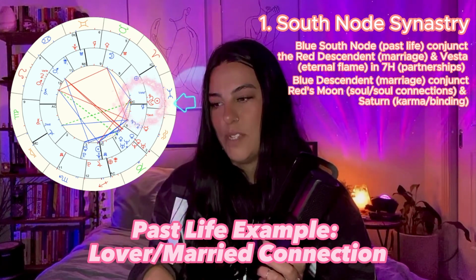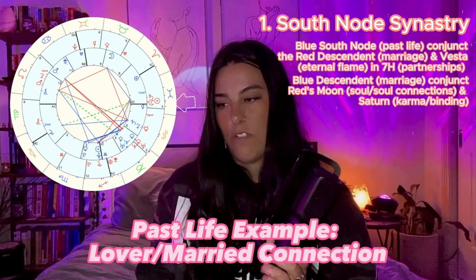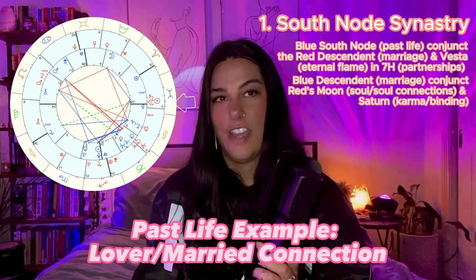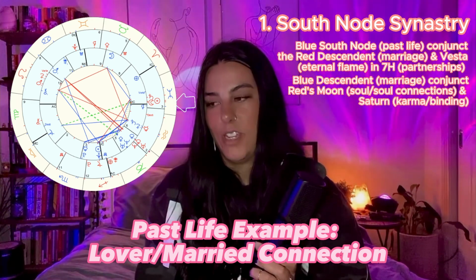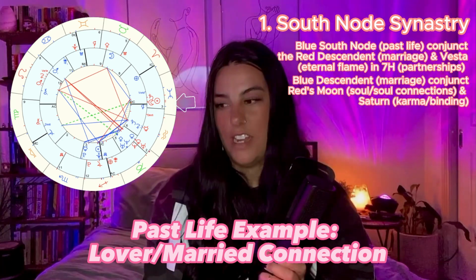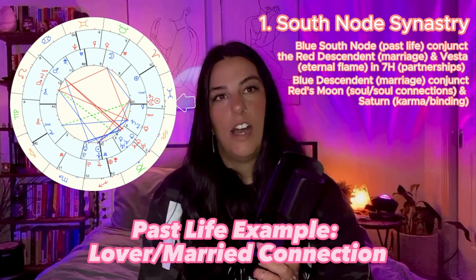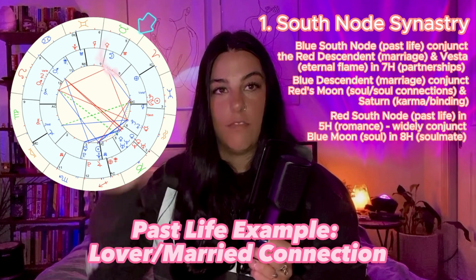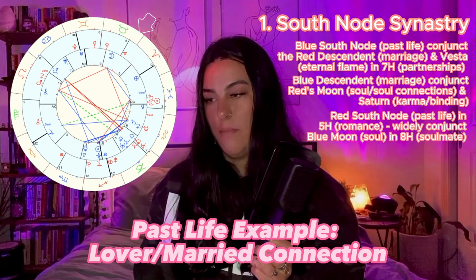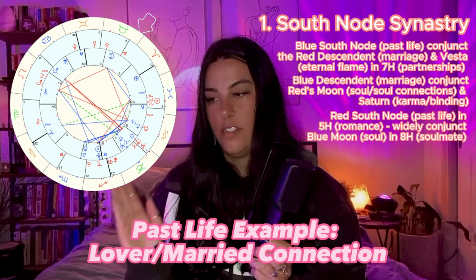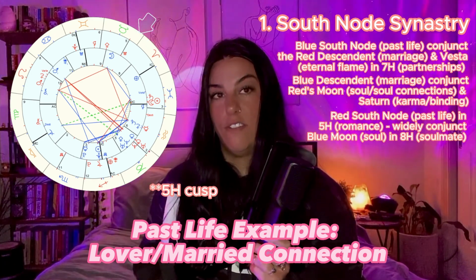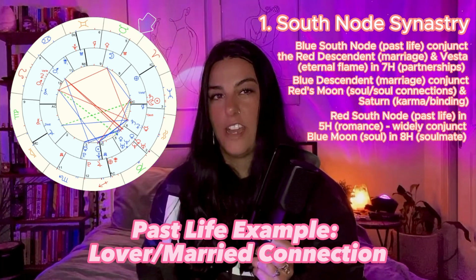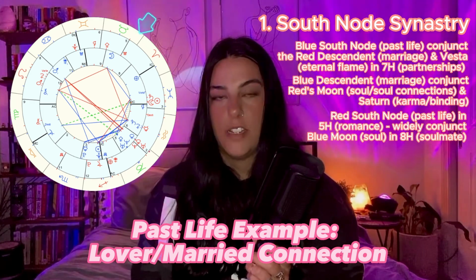But then also if you look at the other person's descendant line, the red person's moon also conjuncts that descendant line, which again is because the moon's tied with the soul connections, again, past life lover, past life marriage partner, married romantic partner. And then when we check out the red person's south node, you can see that the red person's south node sits on a conjunction to their own 5th house. And it sits in the blue person's 8th house. So the 8th house is usually a sign of a romantic soulmate.